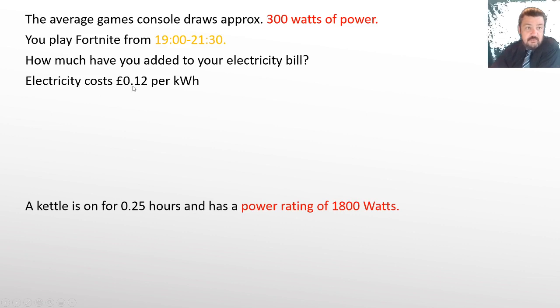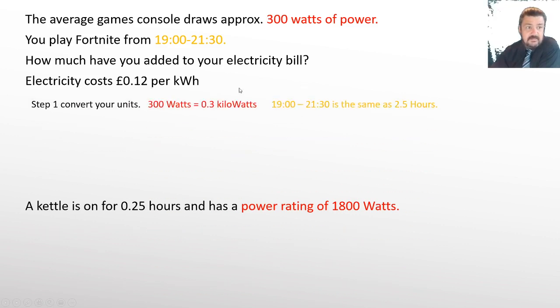Electricity costs 12 pence per kilowatt hour. So let's look at it. Step 1, we convert our units, 300 watts, into 0.3 kilowatts. From 7 o'clock to 9:30 is the same as 2.5 hours. Step 2, we solve our equation. So we write the equation we're going to use. It's going to be cost is equal to power times time times cost.